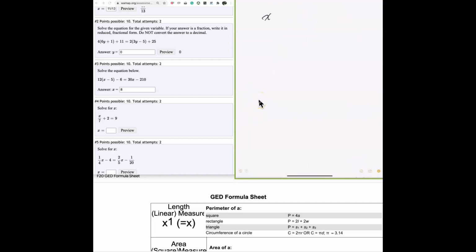So we have x over 7 plus 2 is equal to 9. And we're solving for x. All right, so this one I think will be a little bit easier, except it does have a fraction. All right, so same as always, we're combining like terms. We're looking to put those together somehow. We're going to subtract 2 from both sides. And that gets rid of this, leaving x over 7. And that's equal to 9 minus 2, which is 7.